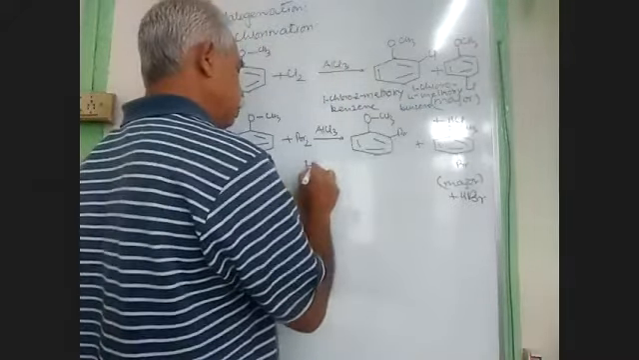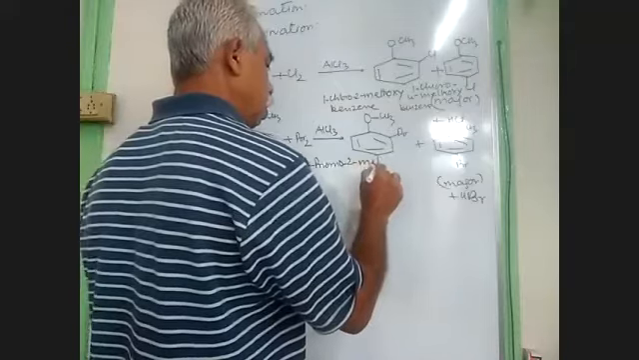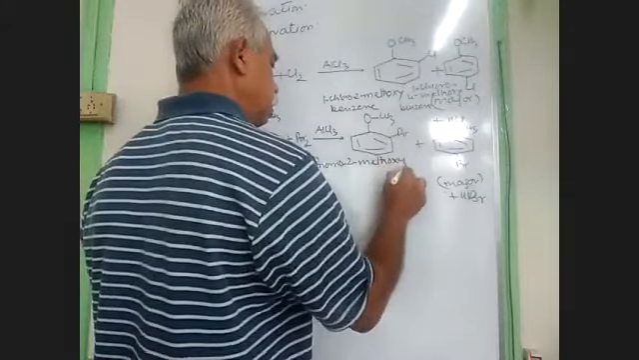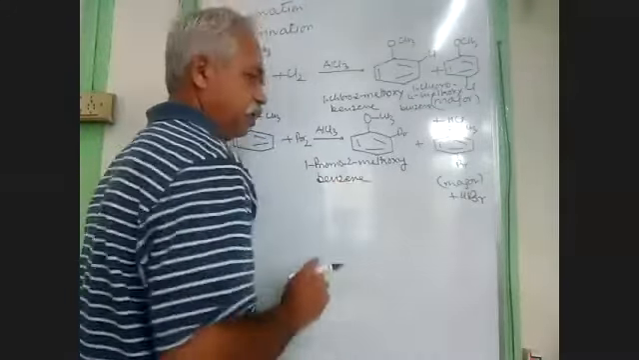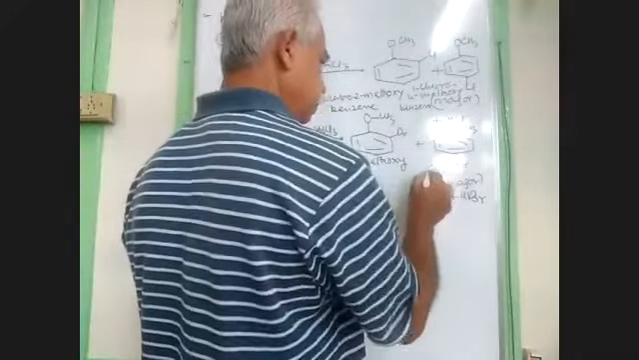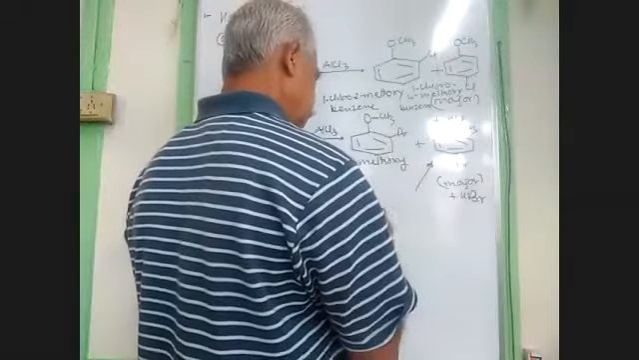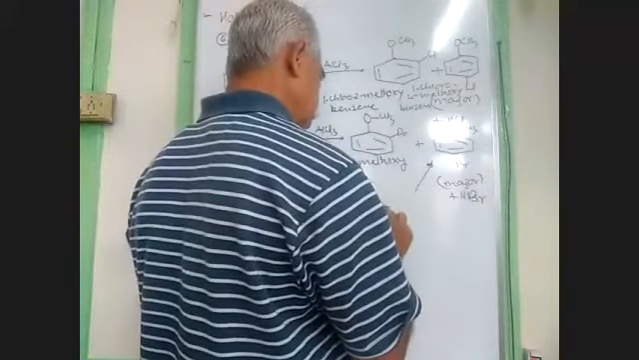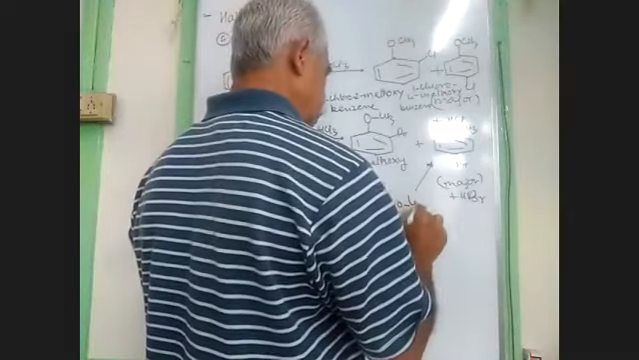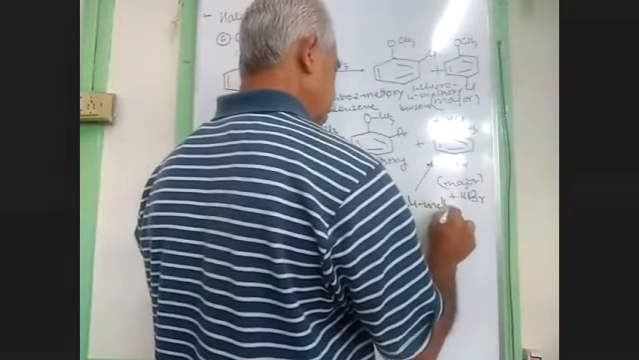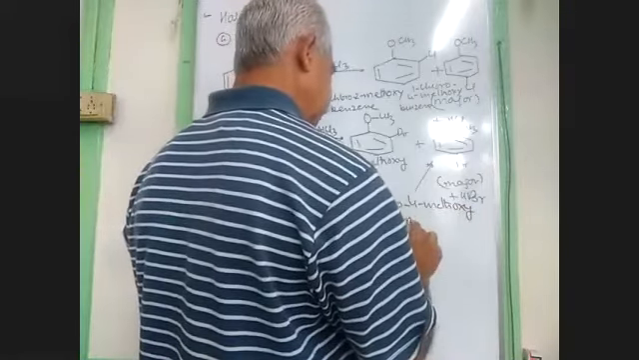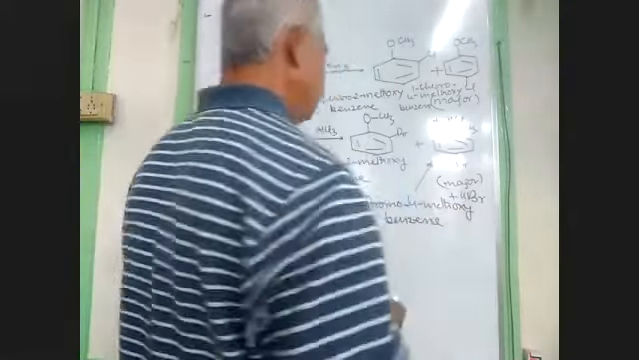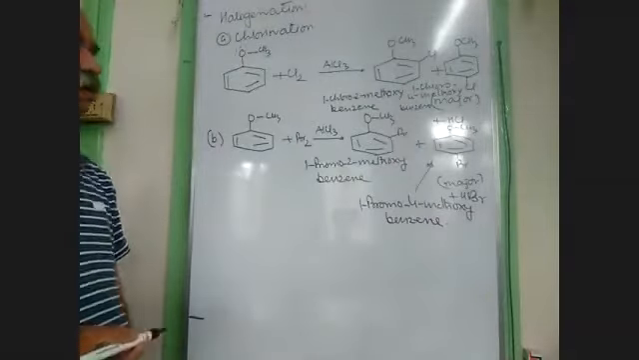So this will be 1-bromo, 2-methoxy benzene. Okay, and this will be 1-bromo, 4-methoxy. This is IUPAC. Right.